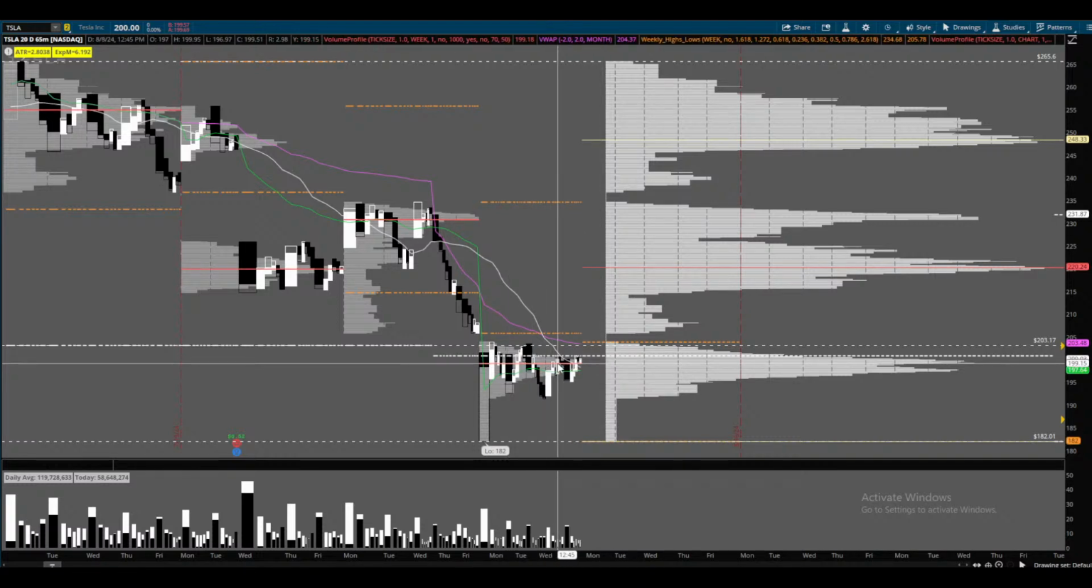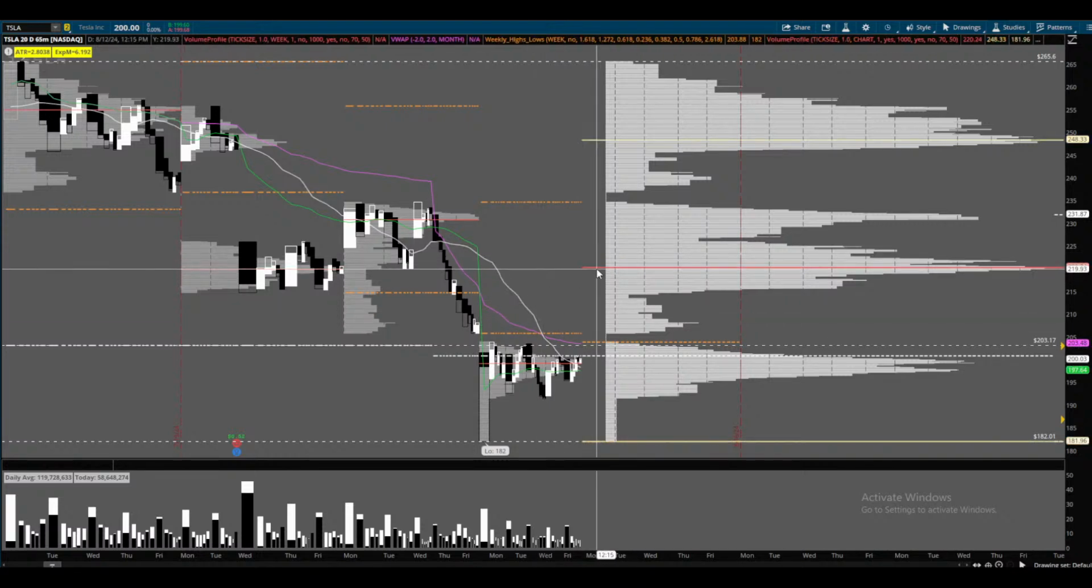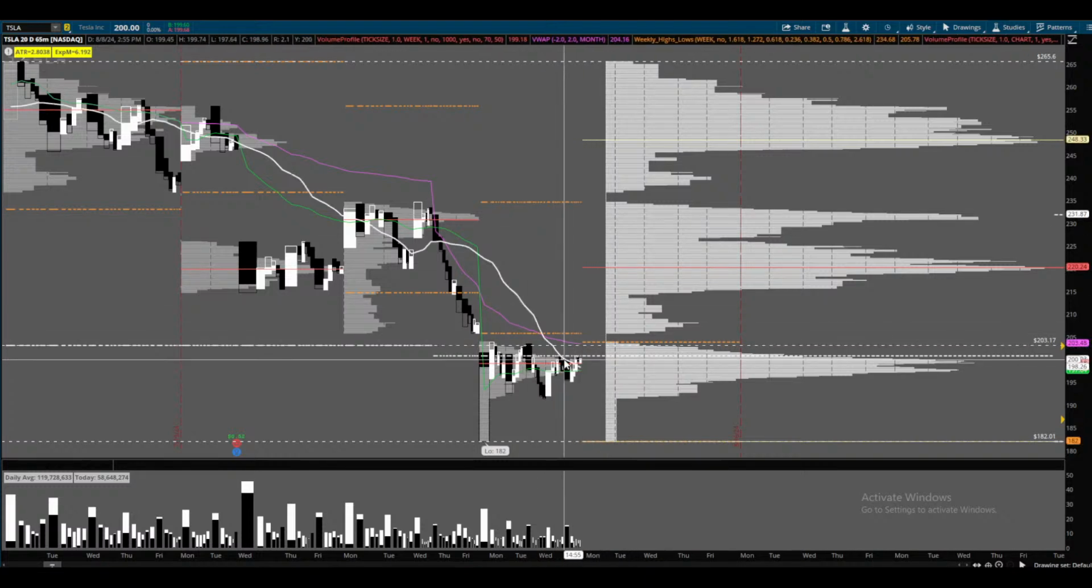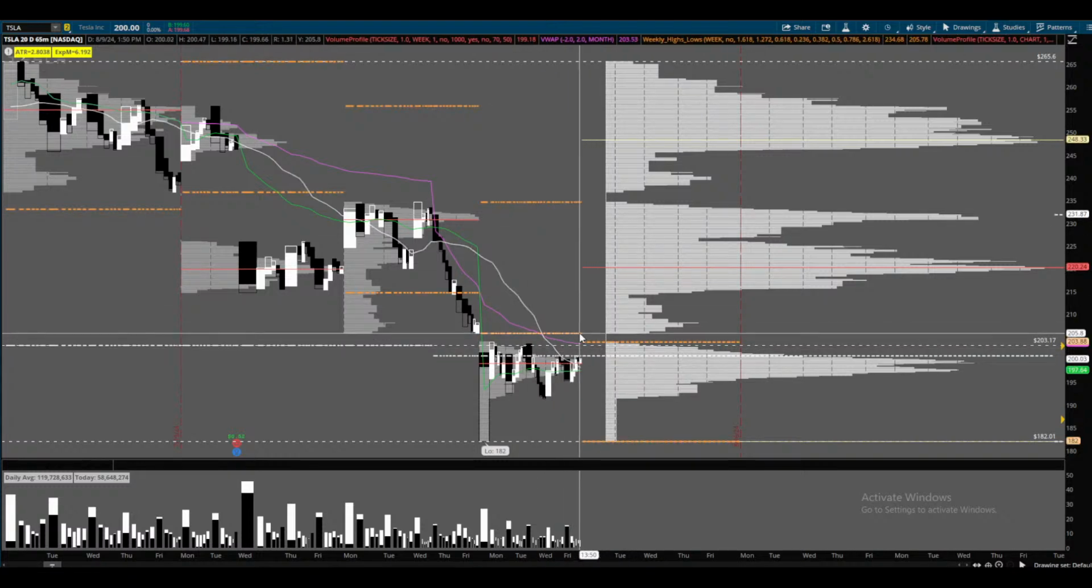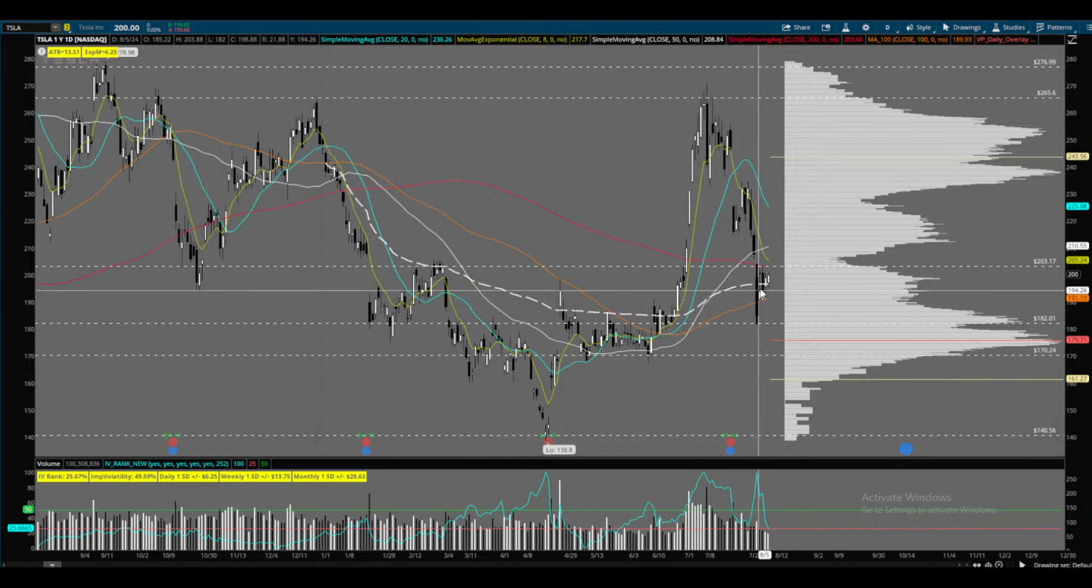But still, don't get me wrong. Picture this as single prints here. You have to take out 203 and hold it in order to rip up. And you can definitely rip up to at least 220 and go to 230. But what I'm saying is, you need to let the market tell you that it's strong. You need to break up and hold here for the market to rip up. But that daily chart is just horrendous.